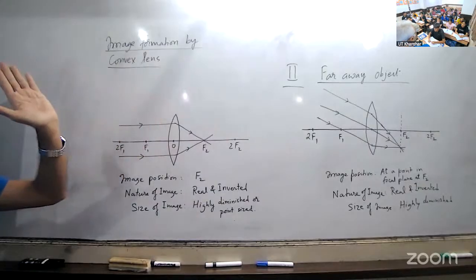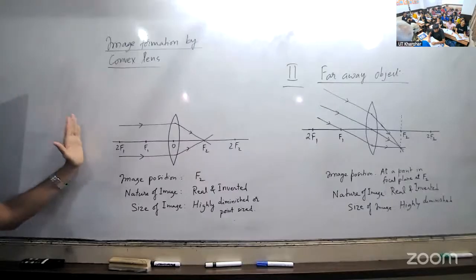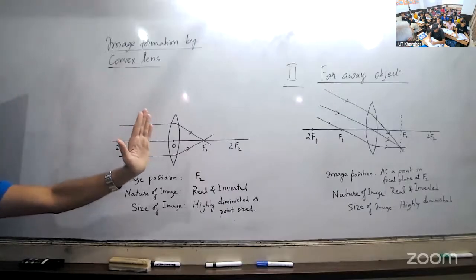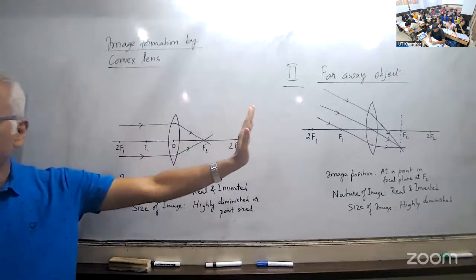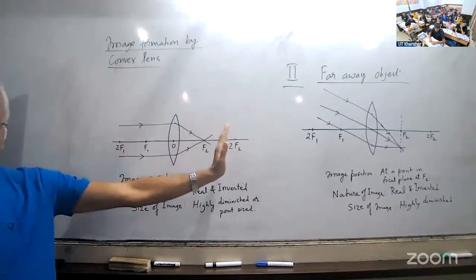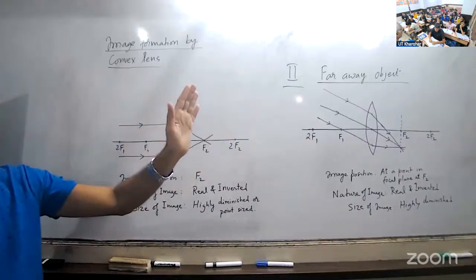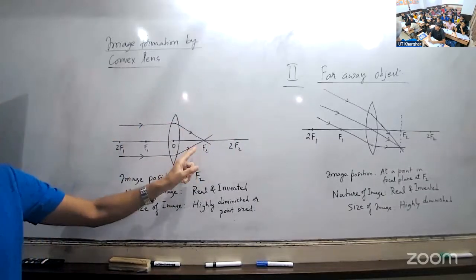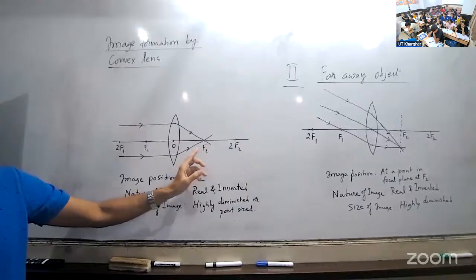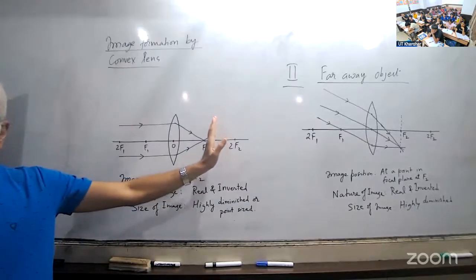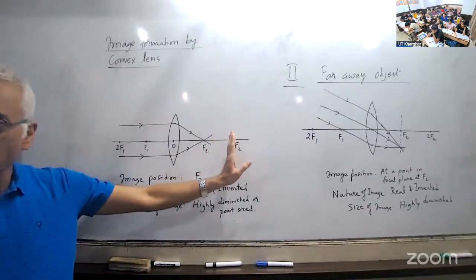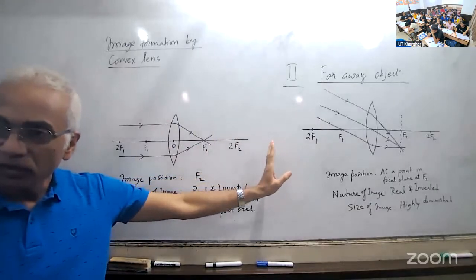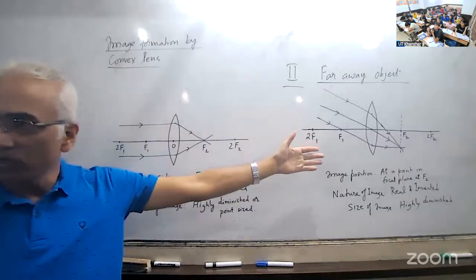That's it. So you don't have to memorize. The object is now coming closer, and you will realize that the image will now go away and it will increase in size. Right now it is point sized, right? Then it will be diminished because the object size is still bigger. After that, it will become equal size. Then it will magnify. Then it will get highly magnified.